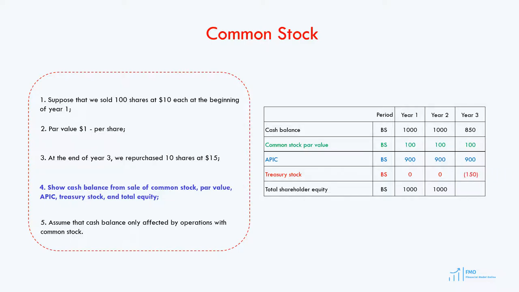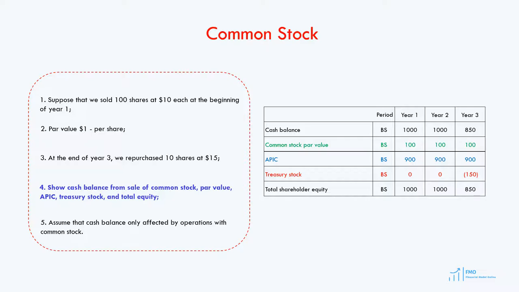Remember that the treasury stock represents the value of the shares bought back. Since it's a contra equity account, it appears with a negative sign. The total shareholder equity will be the sum of the common stock par value, additional paid-in capital, and treasury stock. So the total shareholder equity will be 850 at the end of year 3.